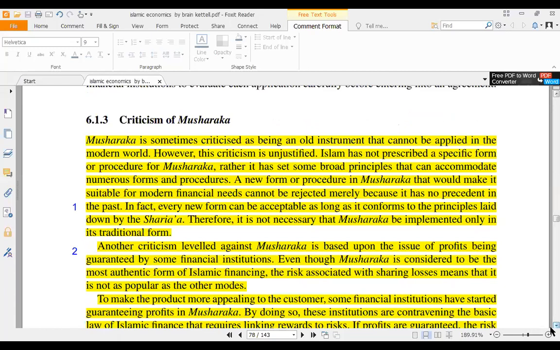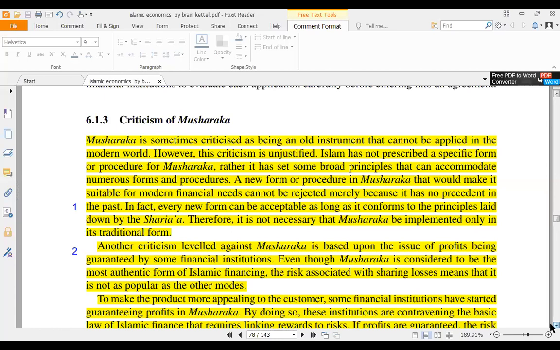So Musharaka is criticized in two ways. The first criticism is what I have already discussed. Mostly Western economists consider this mode of financing an old mode from the time of the Holy Prophet, peace be upon him, that is not able to be implemented in the current time period. So it is considered not suitable for the modern world.